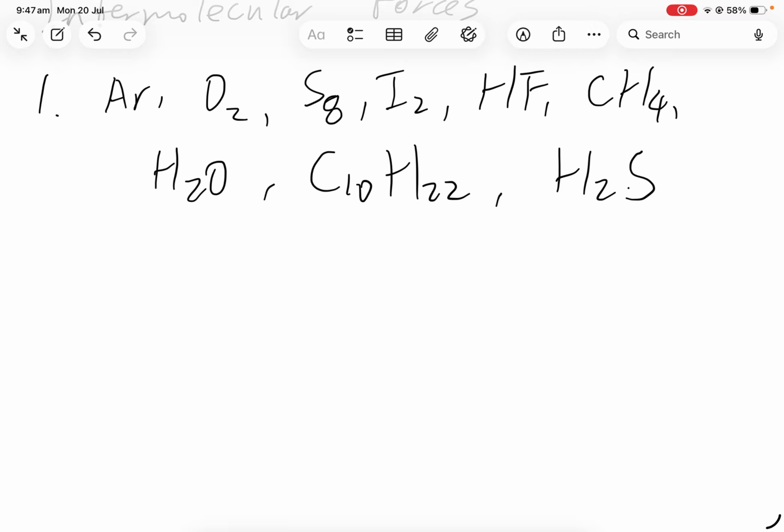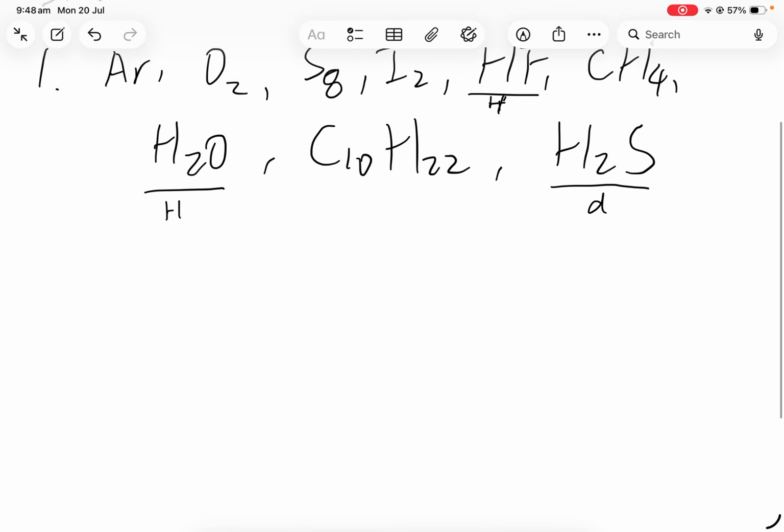So we have HF and H2O, that are hydrogen bonds. And look at the rest. H2S is V-shaped, so that's dipole. None of the other ones are actually dipoles. So first we have dispersion.